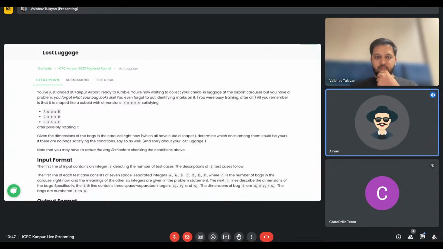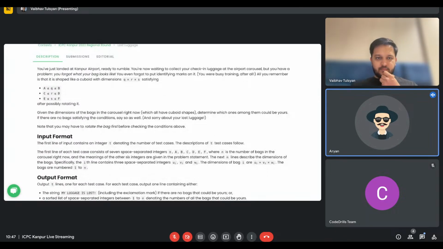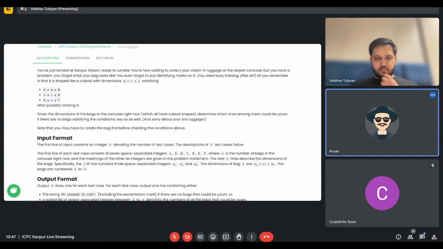All you remember is that it is shaped like a cuboid with dimension q cross r cross s, and which satisfies some relation. Length is between a and b, breadth is between c and d, and height is between e and f. After possibly rotating it, rotation is also allowed here. Given the dimensions of the bags right now, which are all cuboid shaped, determine which ones among them could be yours. If there are no bags satisfying the conditions, say so as well. And sorry about your lost luggage. Note that you may have to rotate the bag first before checking the conditions. And then there are around 15,000 test cases.